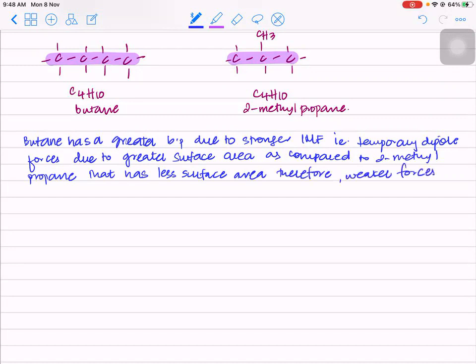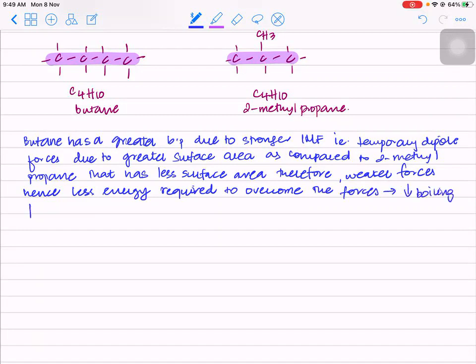So this has weaker forces, hence less energy is required to overcome these forces, because it has weaker forces. So less energy is required to overcome the forces, and therefore this has lower boiling point. And butane has a higher boiling point. Clear? Is this clear?